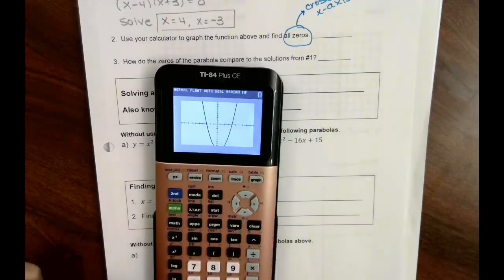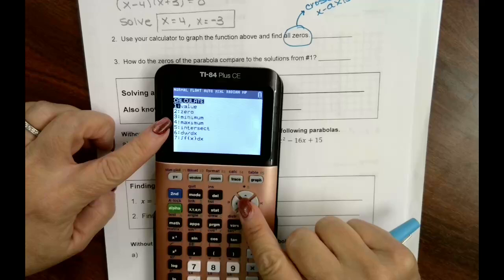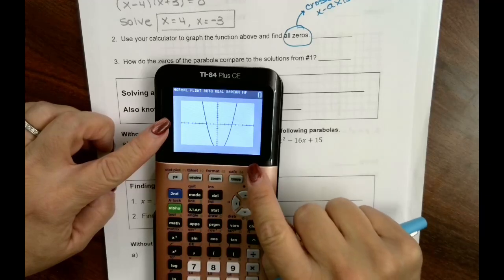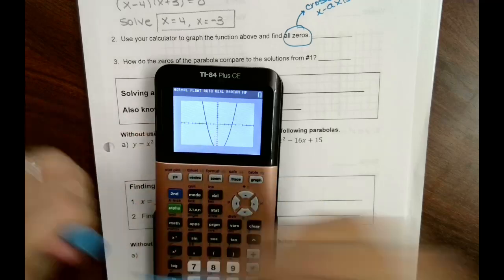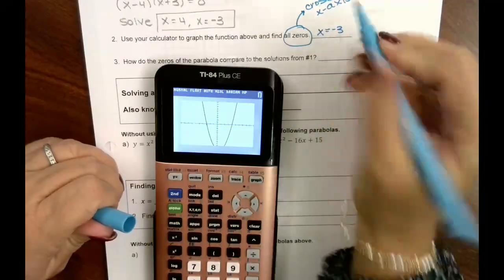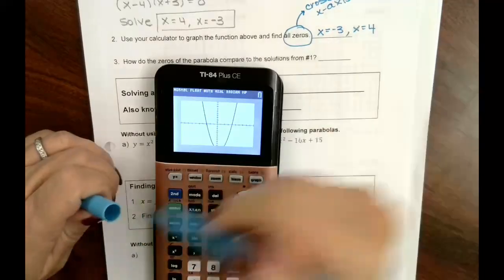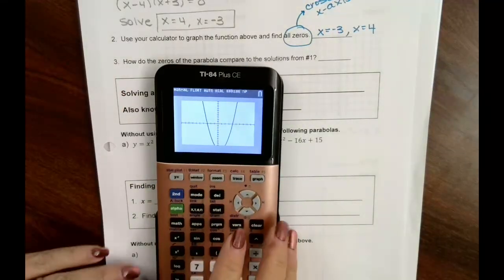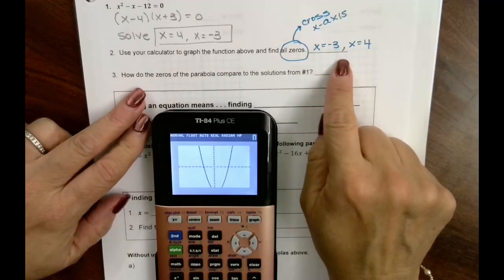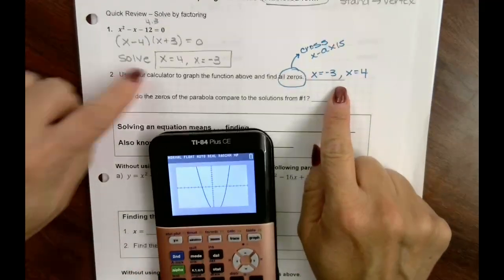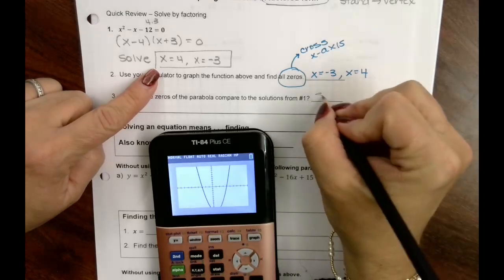So I can go in and do second trace and find the zeros, but I'm just going to count this. If I look at this, I would go over to negative 3. So x equals negative 3, and I would go 1, 2, 3, 4, and I have x equals 4. So what do we notice here? What we notice is the zeros of the parabola, which are right here, are equal to the zeros in our factored form. We notice that they are the same.